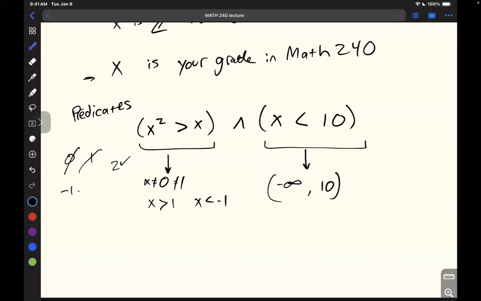-1 squared is greater than -1. -2 squared is 4. That's greater than -2. And so going up and going down, it's going to be okay. So for this, we can say negative infinity to -1, union 2 to infinity.